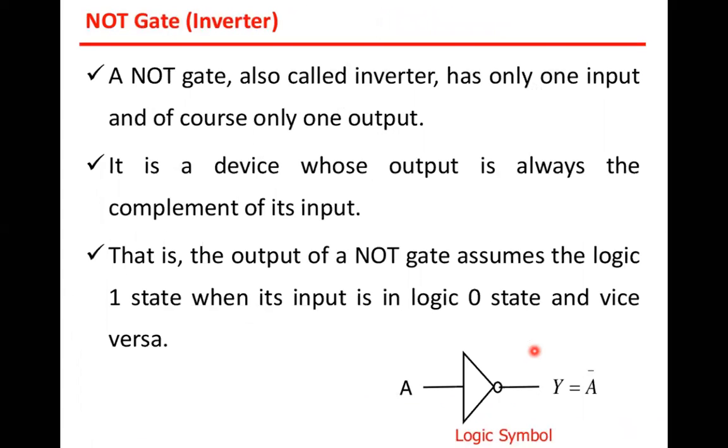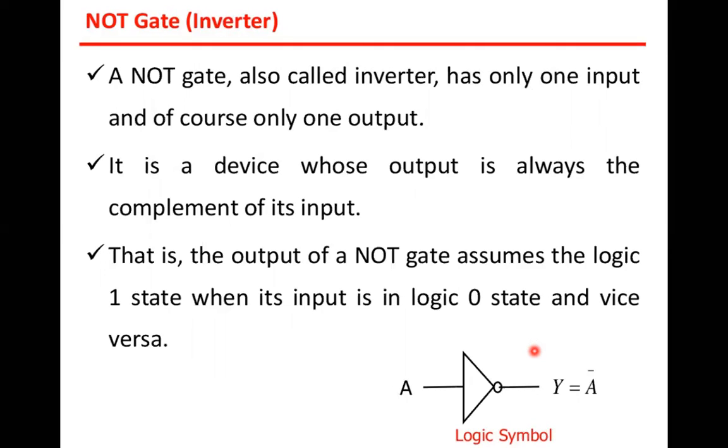Now the third fundamental gate is called a NOT gate. So what is a NOT gate? It's called an inverter gate. A NOT gate, also called an inverter, has only one input and of course only one output. No matter how many inputs you give to any kind of gate, the output will be only one. So in the case of a NOT gate, the input itself is one and output is also one.